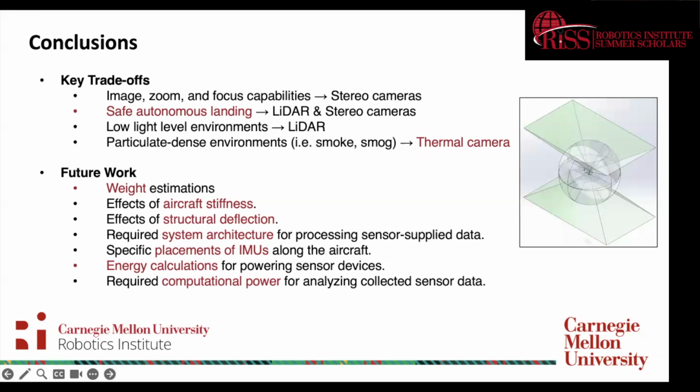Moving on, we have some future work that must be considered in order to develop a full-scale autonomous aircraft with an accurate sensor system that can navigate it safely through austere environments. The first being the weight estimations. Weight is a huge concern for our sensor system because our aircraft must be able to fly and not use large amounts of battery weight. Another thing we've identified for our future work is the effects of aircraft stiffness. Another is the effects of structural deflection.